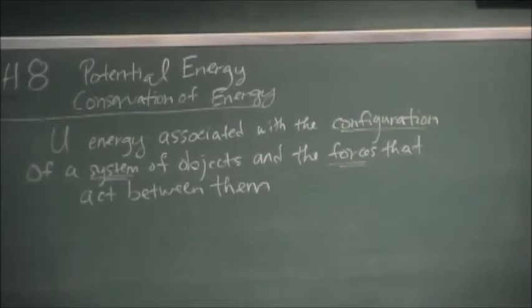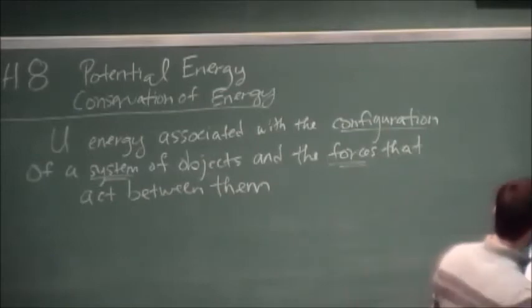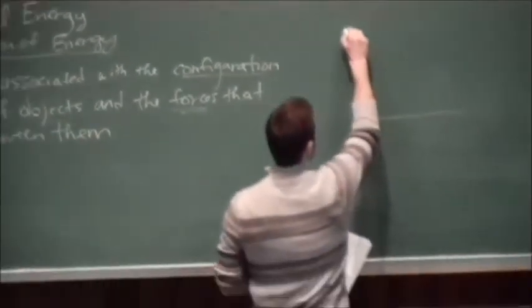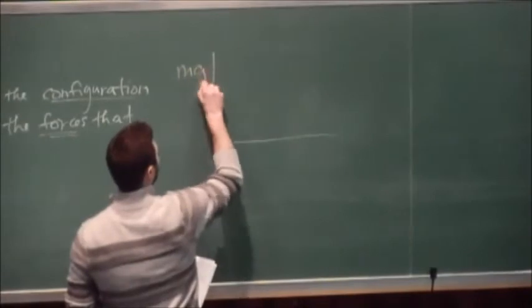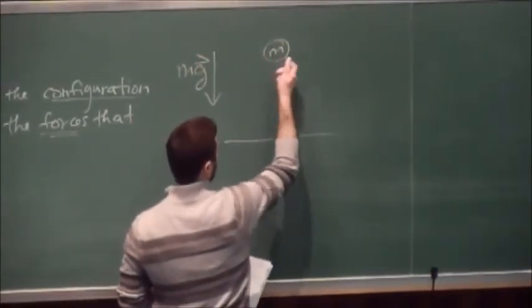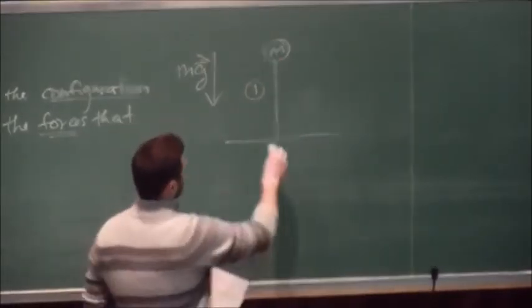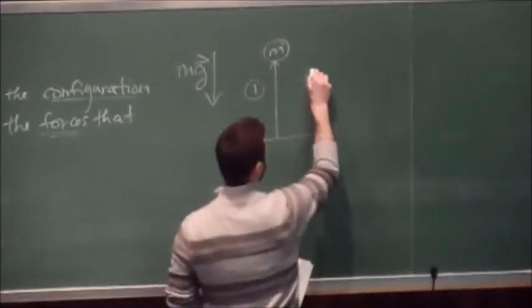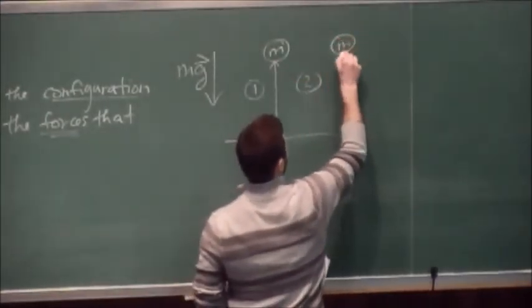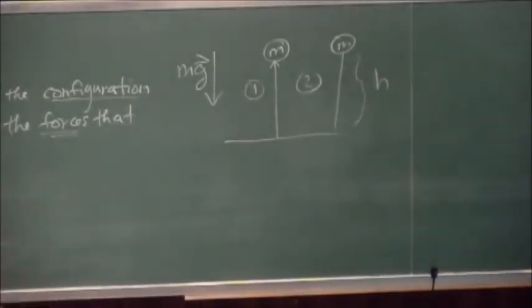The simplest example that I know of is something we deal with all the time, tossing an object in the air. If I draw, let's say gravity is acting this way, and I have some ball of mass m that I toss up, I'm going to call this process number 1. I toss it up, and then it falls, and it goes through some height, let's say h. So I toss the ball up, it reaches a stopping point, turns around and falls back down.